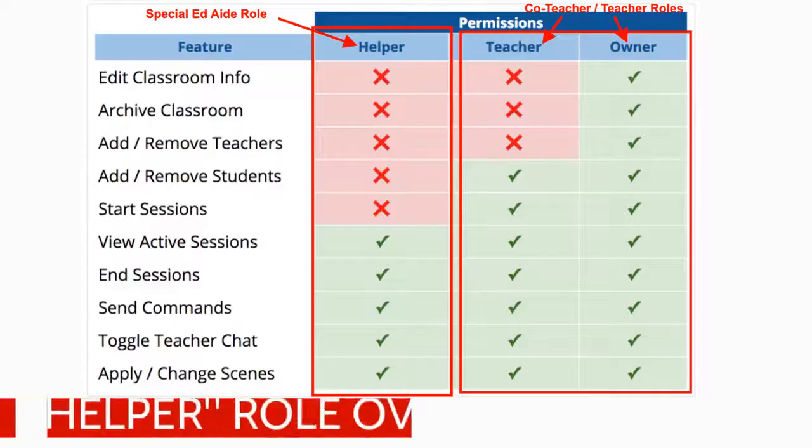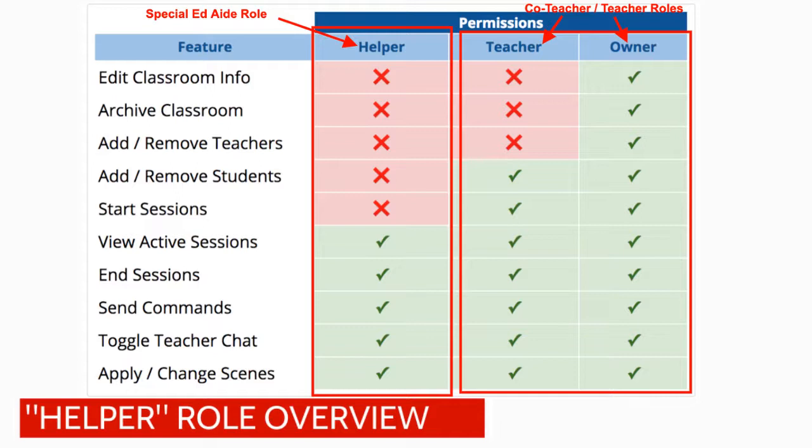Let's do a quick review of the helper role by feature. So we see that the top 5 X's under helper role, helpers cannot edit classrooms, they cannot archive, they cannot add or remove other teachers, they cannot add or remove students from the GoGuardian classroom, and they cannot start sessions. What they can do, however, is meaningful.